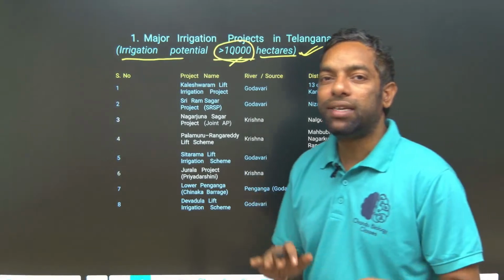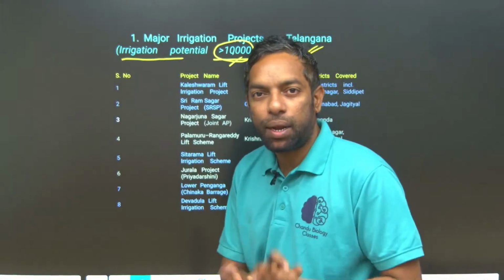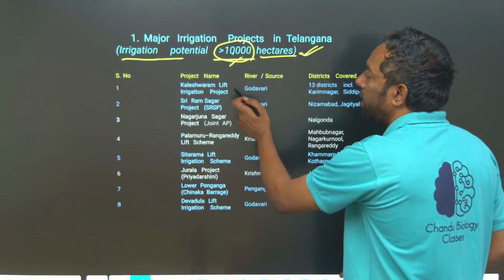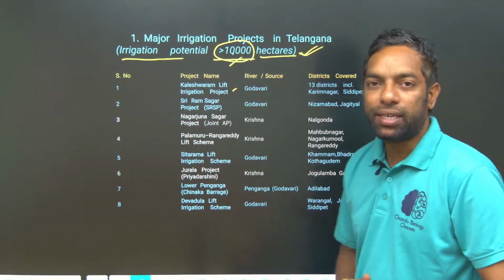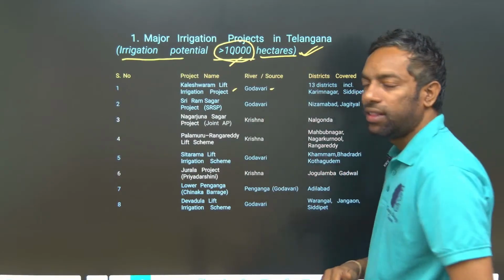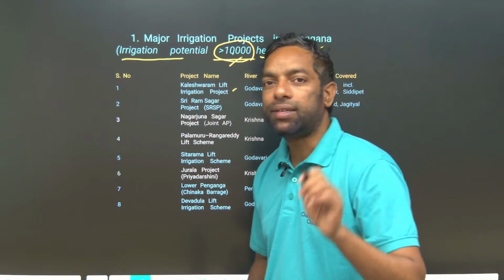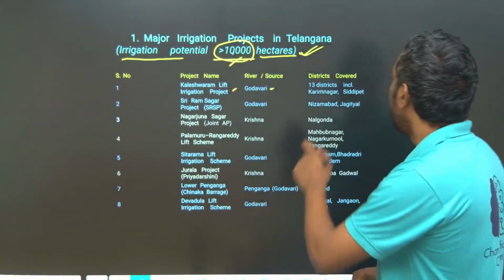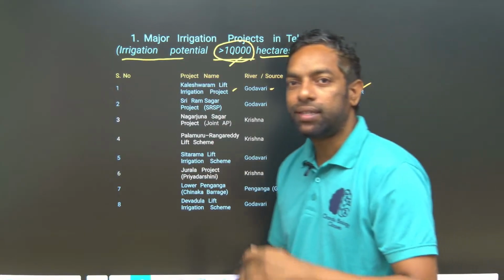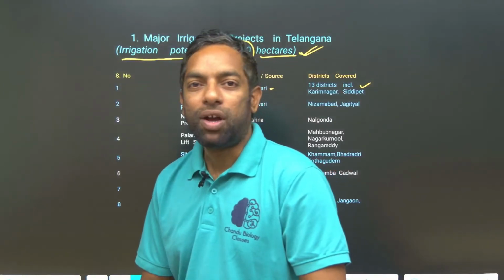What are the major irrigation projects in Telangana? We are going to discuss them. First is the Kaleshwaram lift irrigation project. The main source river is the Godavari, and it flows across 13 districts. The Kaleshwaram lift irrigation project is on the Godavari.